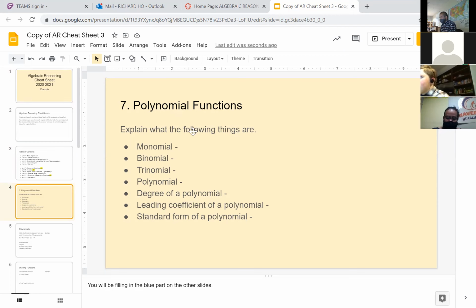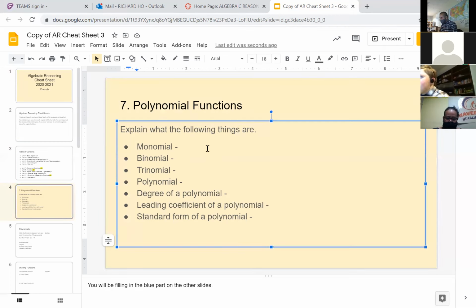So polynomial functions. A monomial has a single term. So that's something like f of x equals x, or like 2x. It has a single term. Binomial has 2 terms. Trinomial has 3 terms. Polynomial just has more than 1 term. So binomial and trinomial are both polynomials.